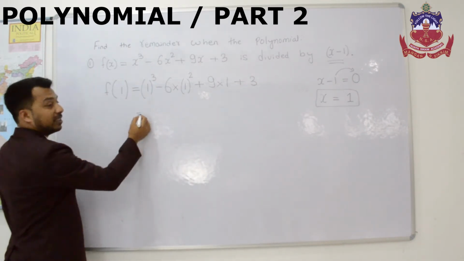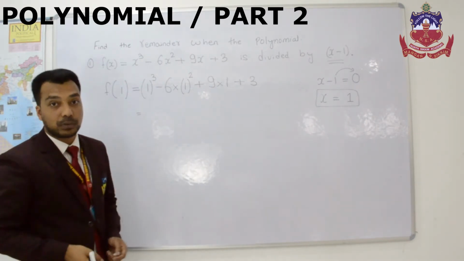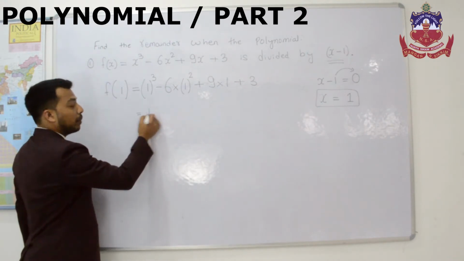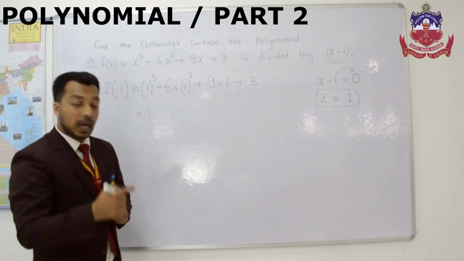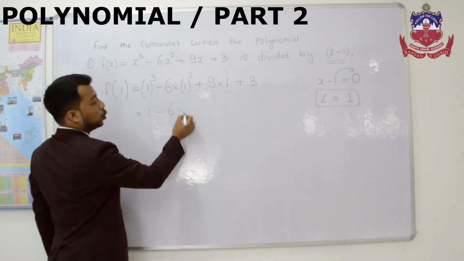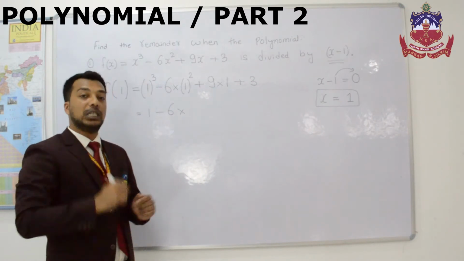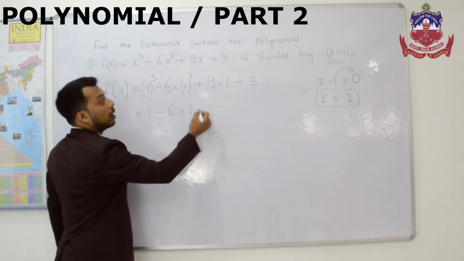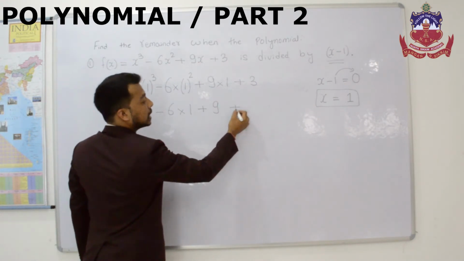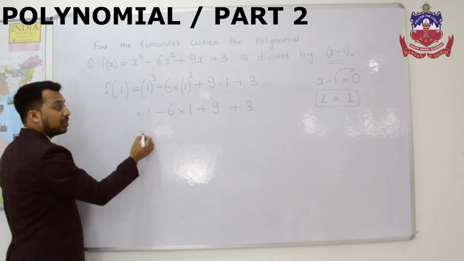In the next step, let's simplify this. 1 to the power 3 means you have to multiply 1 three times. 1 into 1 will give you 1, again into 1 will give you 1. Minus 6 into 1 to the power 2 means 1 multiplied 2 times, that is 1 into 1 will give you 1. Plus 9 into 1 will give you 9. Plus the last one, 3, will remain the same.